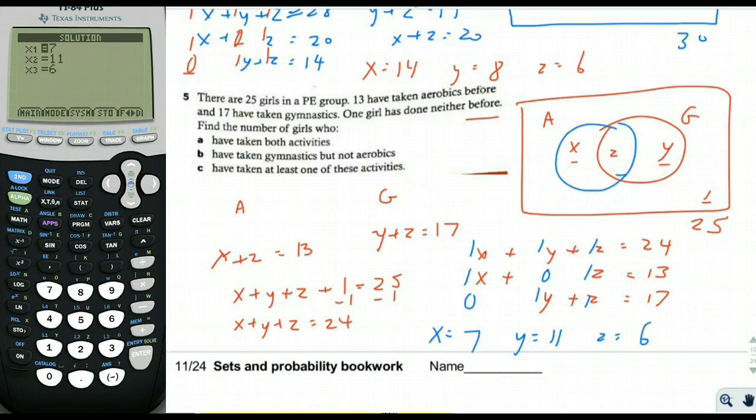So let's see if we can answer the questions. We're going to write these in. So x equals 7, y equals 11, and z equals 6. Now, how many people have taken both activities? That would be 7 plus 6 plus 11, which would be 24. Oh no, that would have taken both activities would just be 6 in the middle. Have taken gymnastics but not aerobics, that would be these 11. Have taken at least one of the activities would be 7 plus 6 plus 11, which would be 24. And that's it.